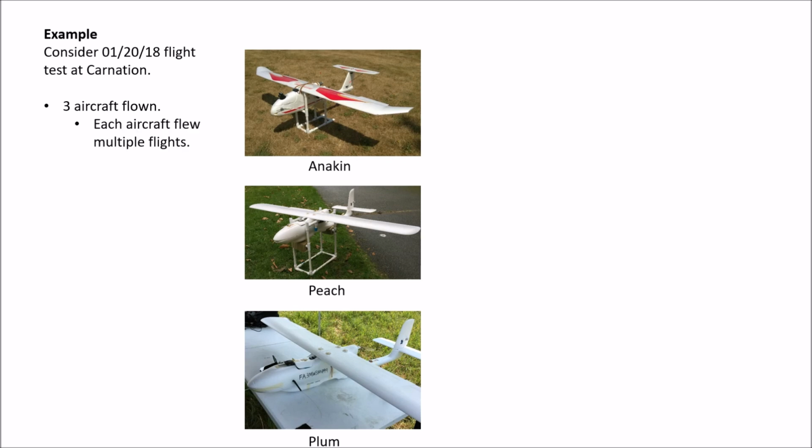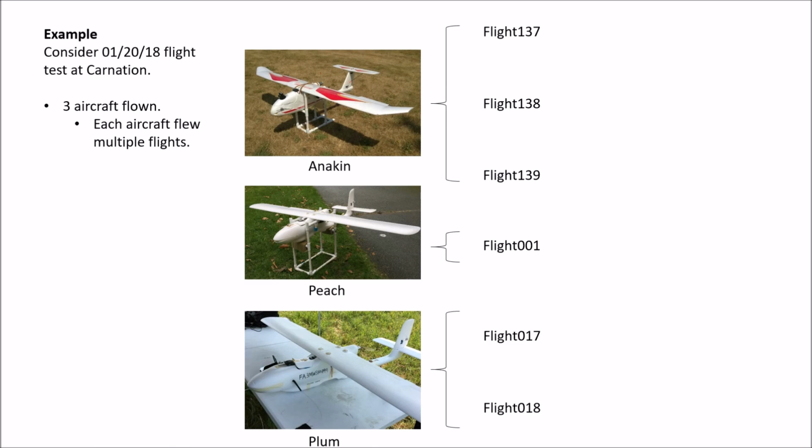Now, during the flight test, each of these aircraft actually flew multiple flights. Anakin is actually one of our older vehicles, so it flew three flights, and as you can see, the flight numbers are fairly high. These are flights number 137, 138, and 139. For Peach, this was actually its maiden voyage, so this is flight 001 that was conducted during this test. And finally, Plum has had a little bit more time in the saddle, so we had two flights during this mission, flights 017 and 018.